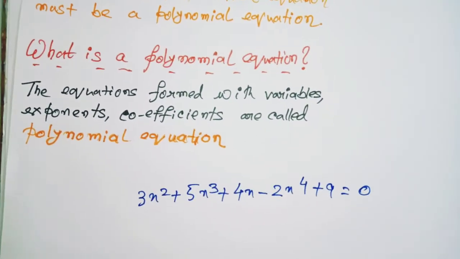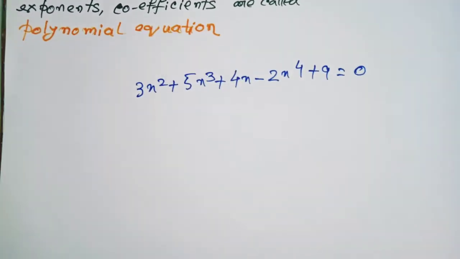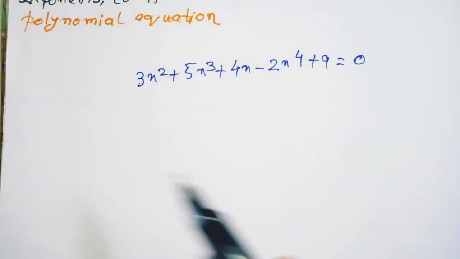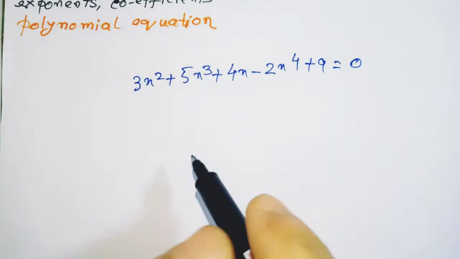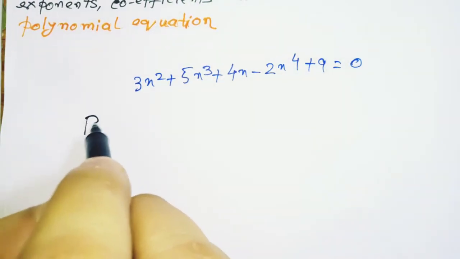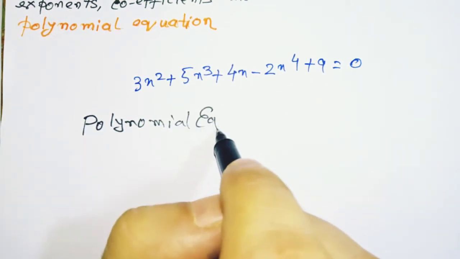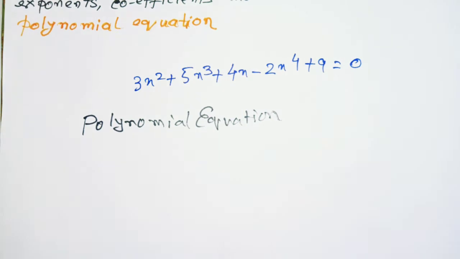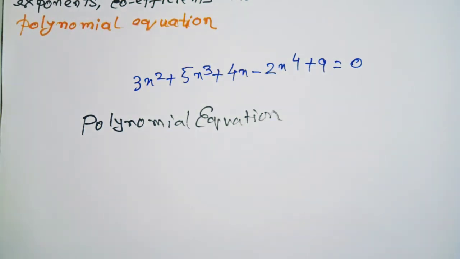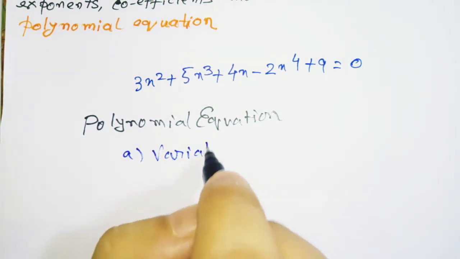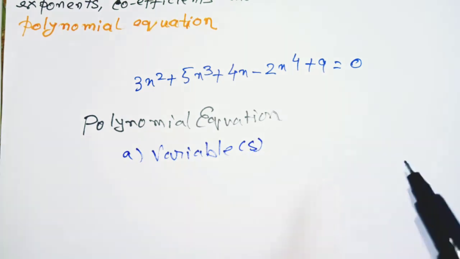So this is what a polynomial equation is. If I come back here, what I can show you is what a polynomial equation consists of. Okay, let me write it with a different pen. So here is my polynomial equation. What does it consist of? What are the things that it covers? The first one you need to remember is a variable. Variable or variables, whatever. It can be variables.